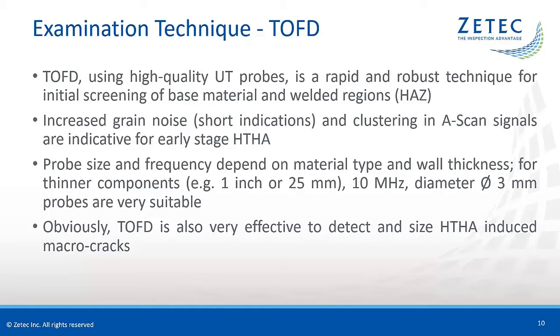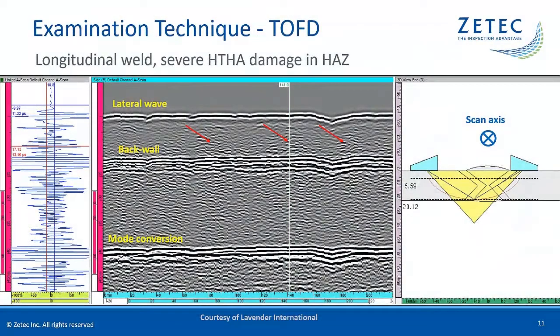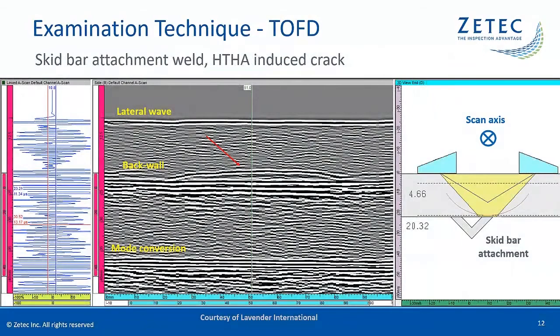My next slides will show images generated with the TOFD technique on several types of HTHA damage in field-removed specimens. My first image shows 10 MHz TOFD data from a longitudinal vessel weld with severe HTHA damage in the heat-affected zone. The typical HTHA signature can be observed: a multitude of short grain noise indications in the B-scan and clustering in A-scan signals. The next example shows data from the same TOFD technique on a skid bar attachment weld located at the ID of a vessel.